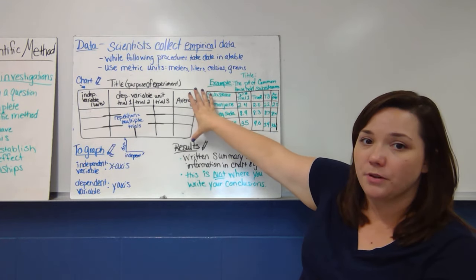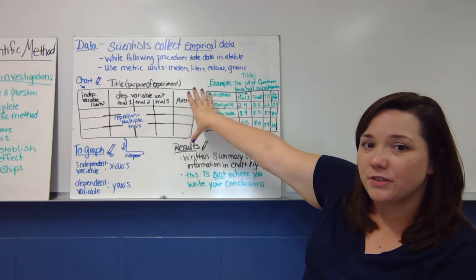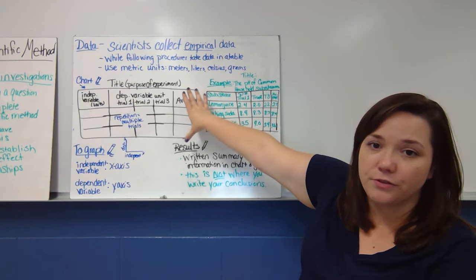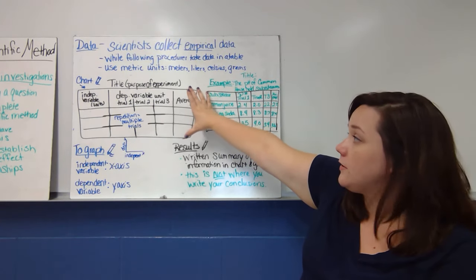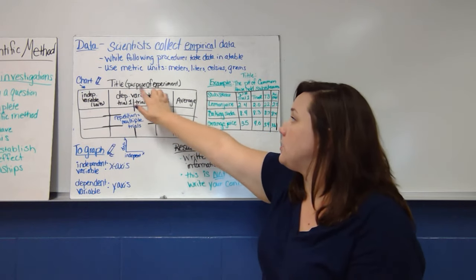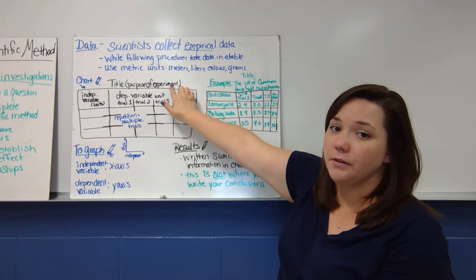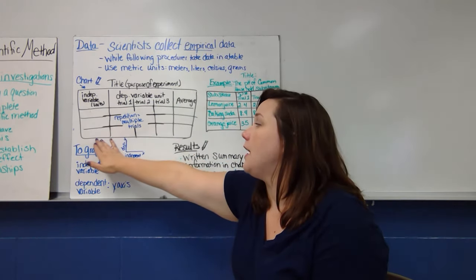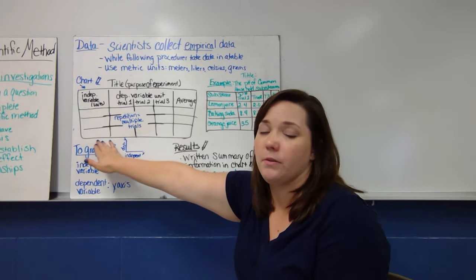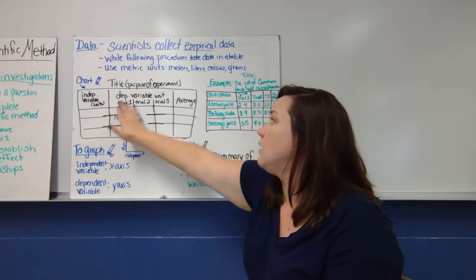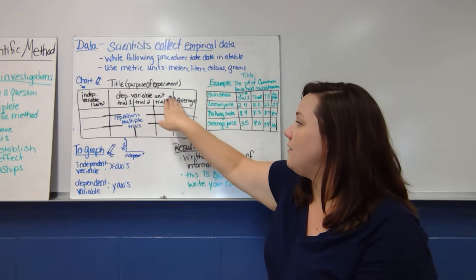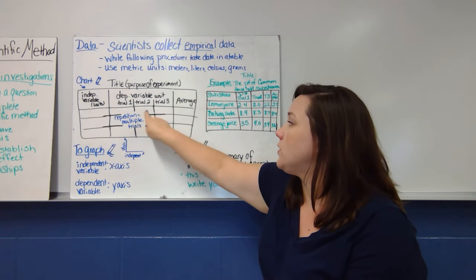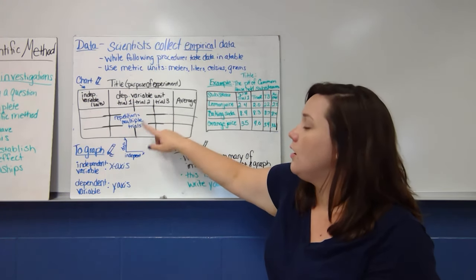And this is what a chart will look like. Please copy down the example of a chart so that you have this to refer to when we get to science fair and those kinds of things. At the top, there should be a title, which is the purpose of your experiment. Down this side, we should have our independent variables and we should write out the units. Across the top, we have dependent variables and units, and then we have trial 1, trial 2, trial 3.